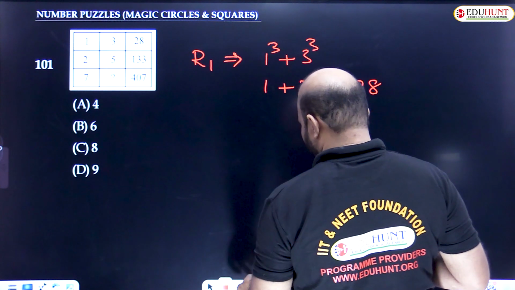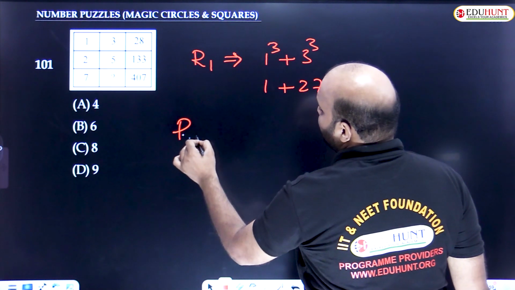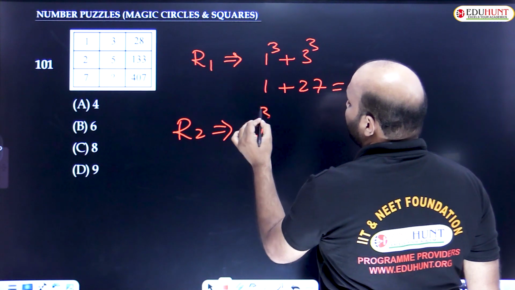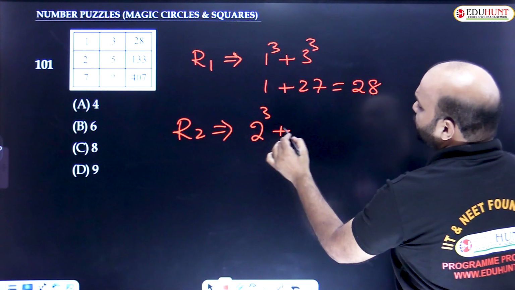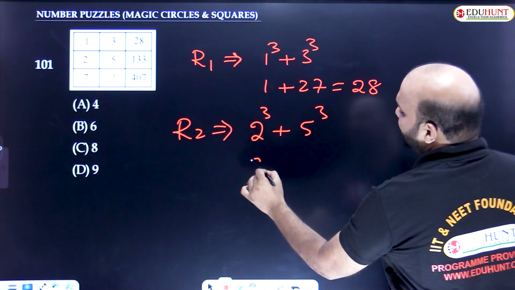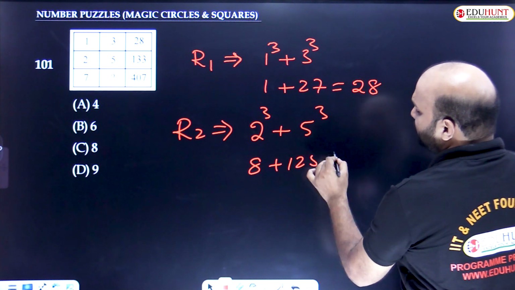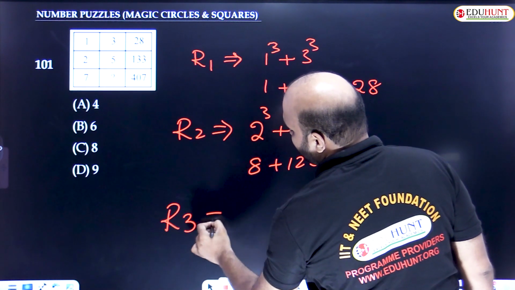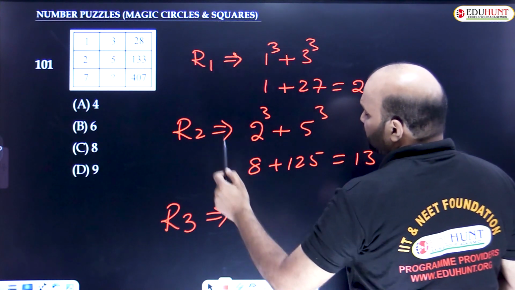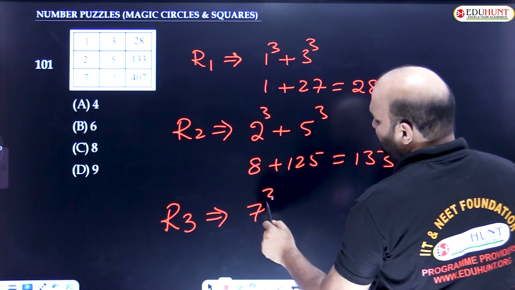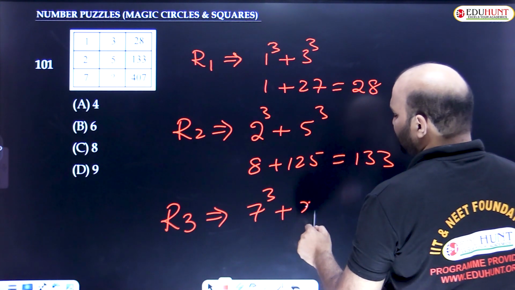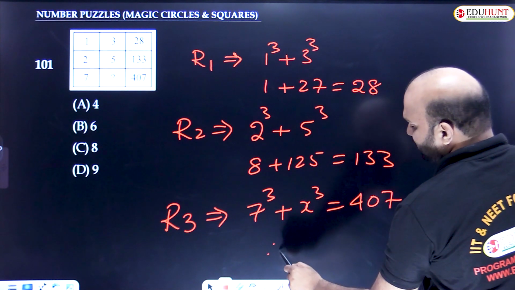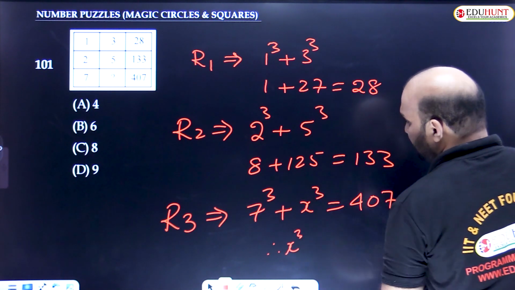The same logic applies to row 2. What I am given are the first two numbers. So the sum of the cubes of the first two numbers, 2 cube plus 5 cube. 2 cube is 8, 5 cube is 125, total becomes 133. The same logic applies to row 3. So in row 3, first 7 cube plus the question mark place, taken as x cube, equals 407. Therefore x cube equals, clear?